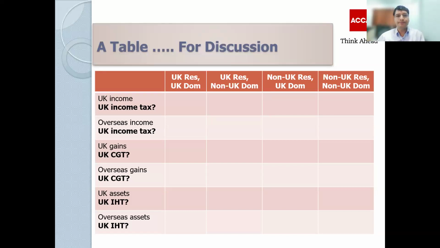Moving on to gains. Again, UK gains. If someone is UK resident, forget the UK domicile for now. If someone is UK resident, then UK gains are going to be liable to UK capital gains tax, CGT. If someone is UK resident but non-UK domicile, remember, non-UK domicile, the UK gain is liable to UK capital gains tax.